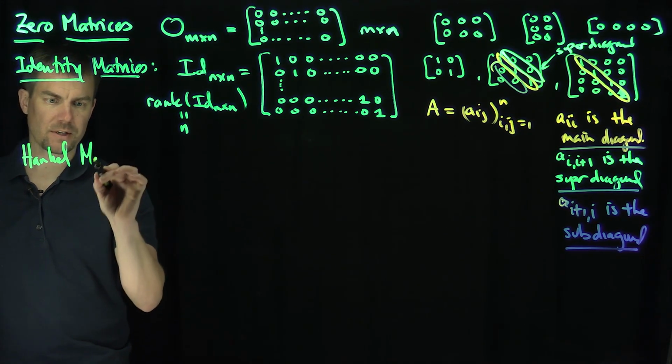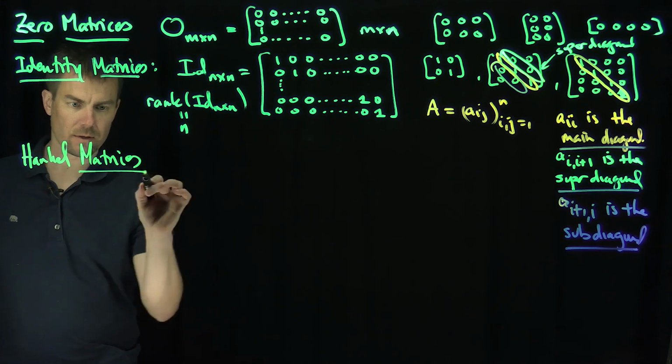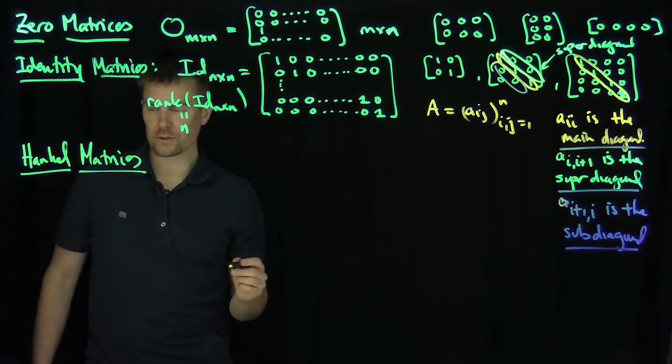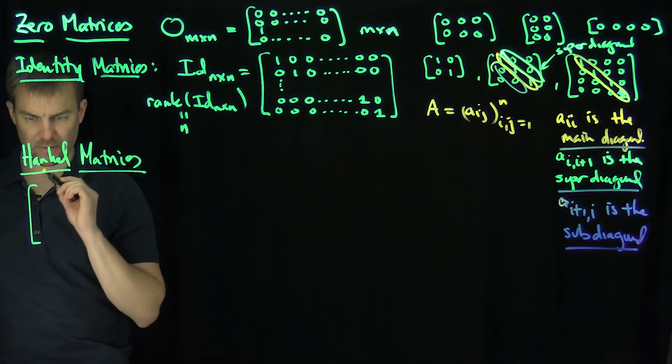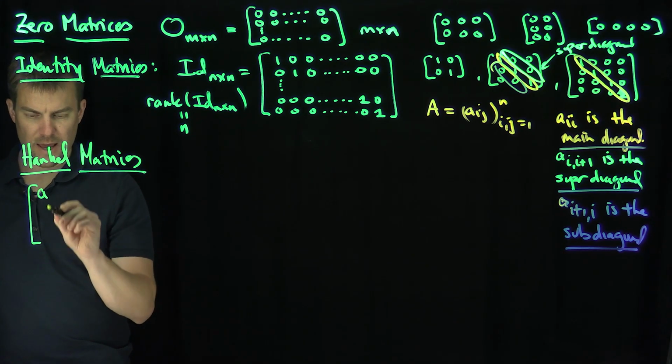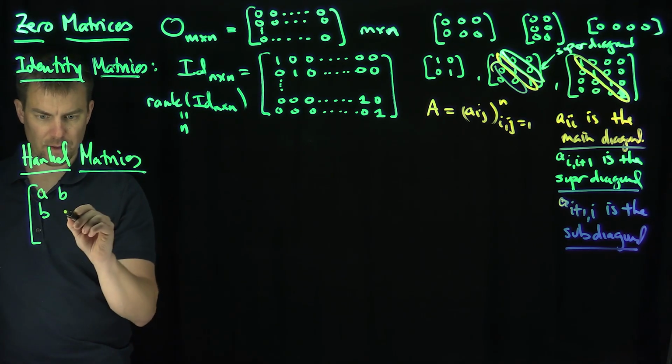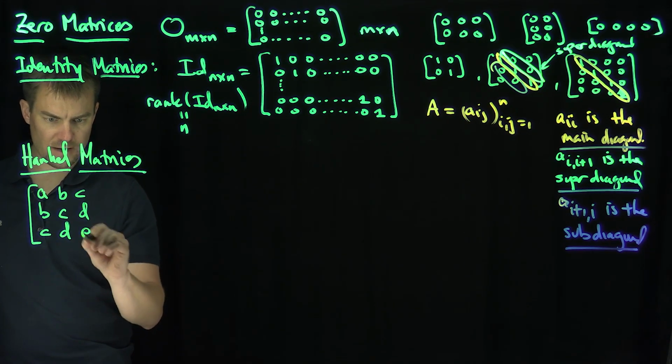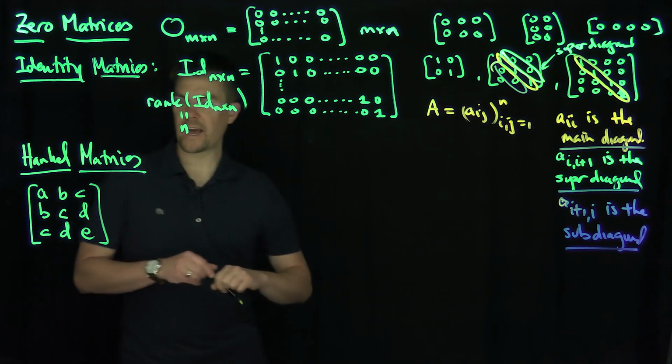Well, so what are Hankel matrices? I'm going to illustrate Hankel matrices by example. So for a Hankel matrix, here's an example. I'm going to have an A, then a B, then a B, then a C, then a C, then a C, then a D, then a D, then an E. Okay? That's an example of a Hankel matrix.